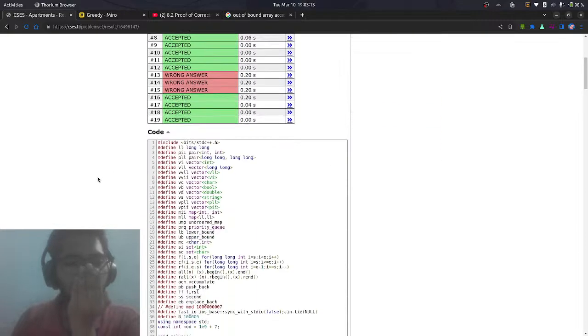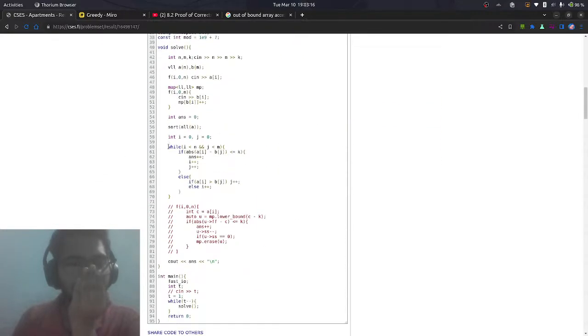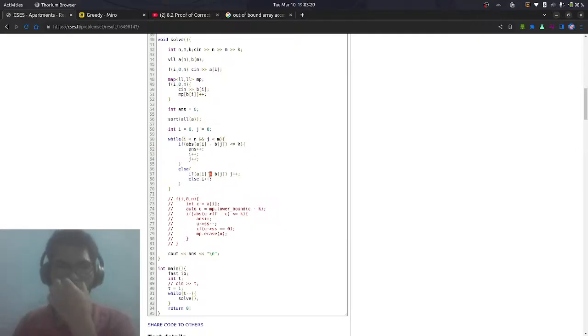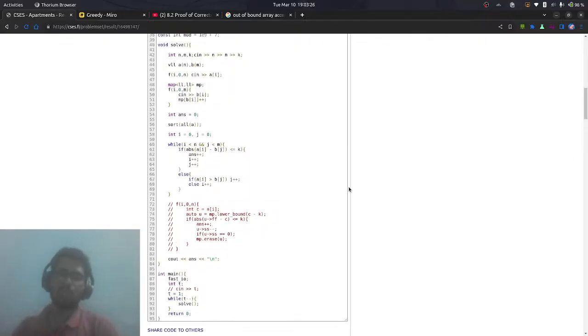Okay. All the things are same. The only thing is that I was moving the pointers based on this condition, so it was wrong.